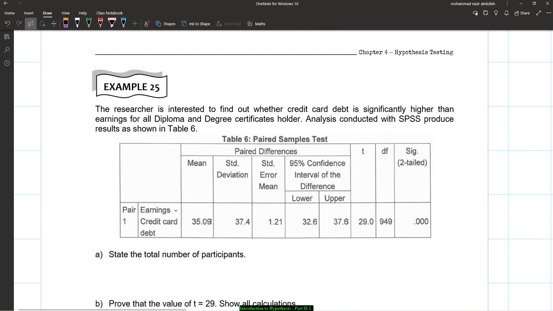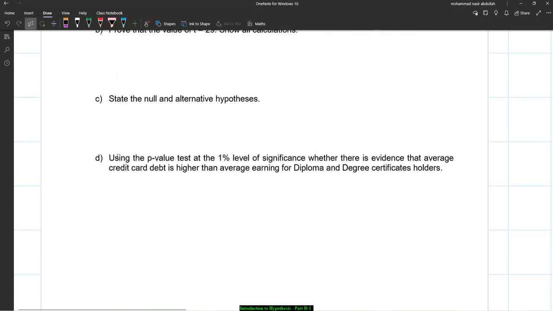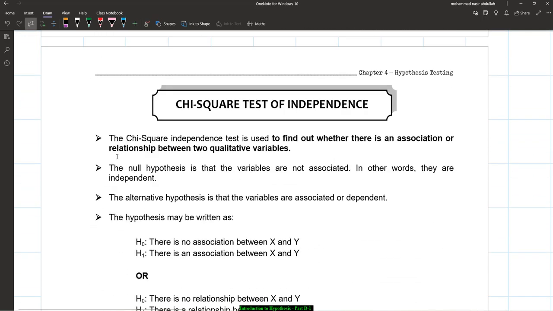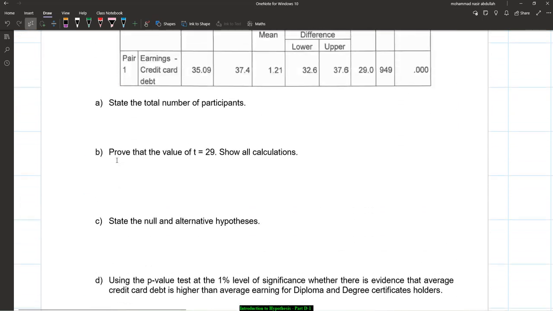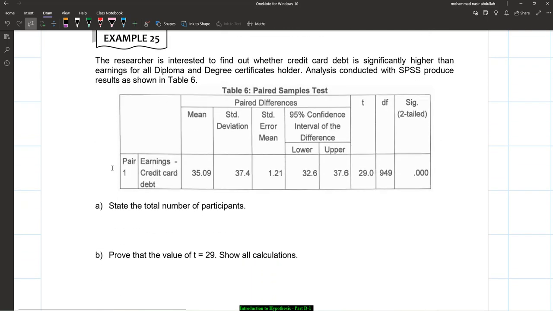Okay, so for example number 25 and 26, I hope you can do it by yourself. This is a very simple example, right?